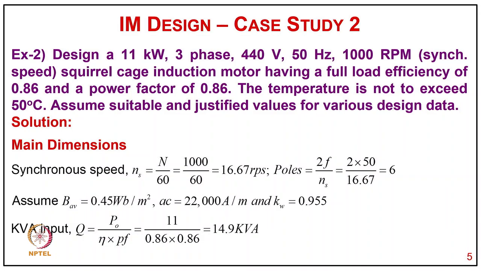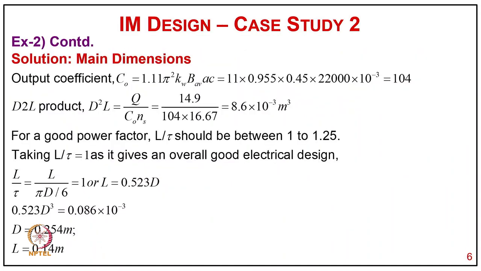So considering the B average of 0.45 Weber per meter square, the electrical loading AC of 22,000 ampere per meter, and a winding factor of 0.955, which is valid for a double layer winding with a winding distribution of 60 degree phase spread and a phase factor of around 1. Now coming to the kVA input Q, that is equal to P0 over efficiency into power factor.